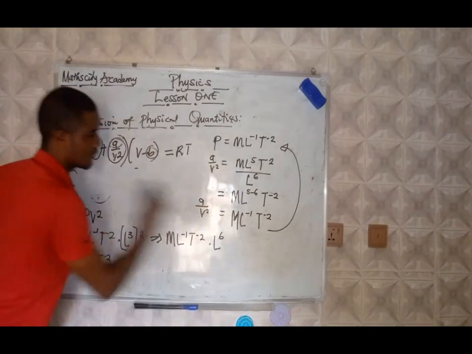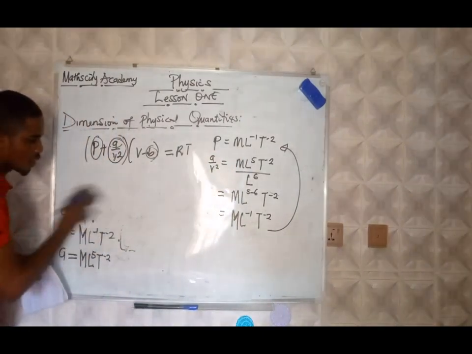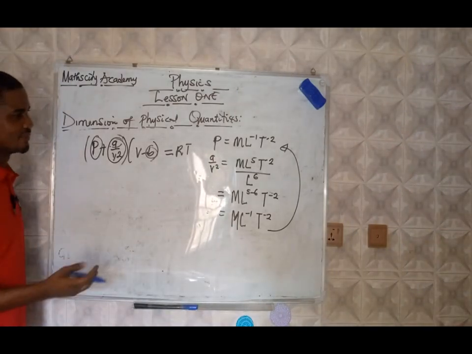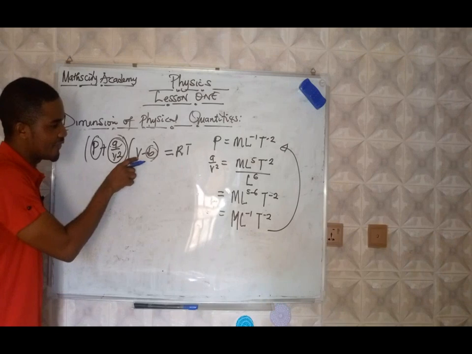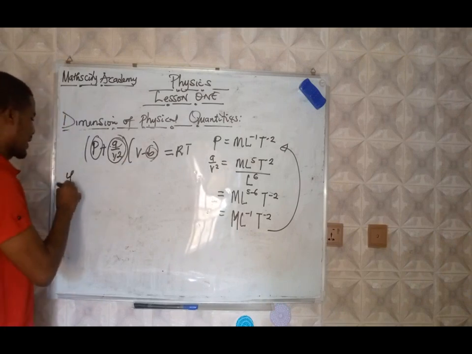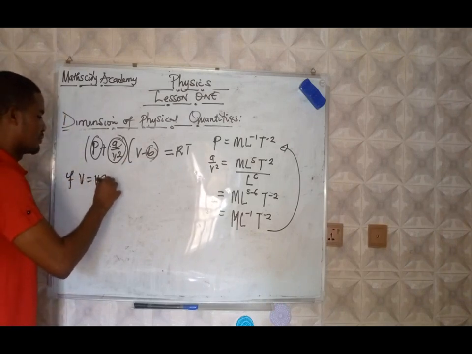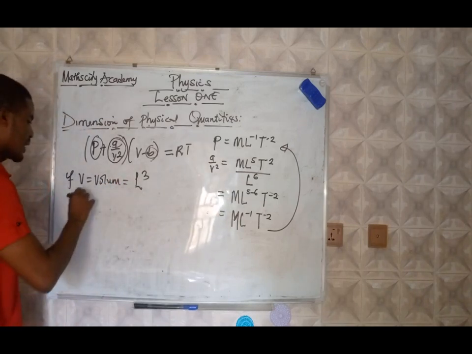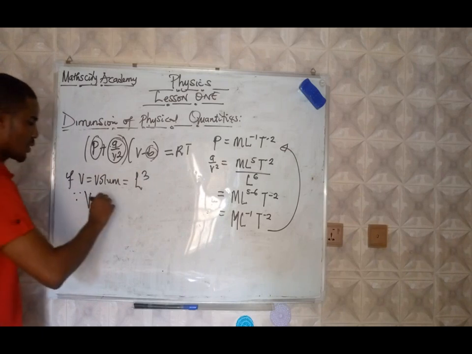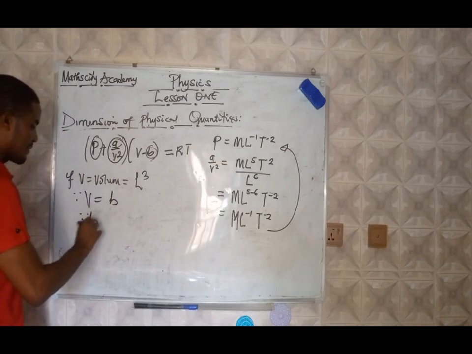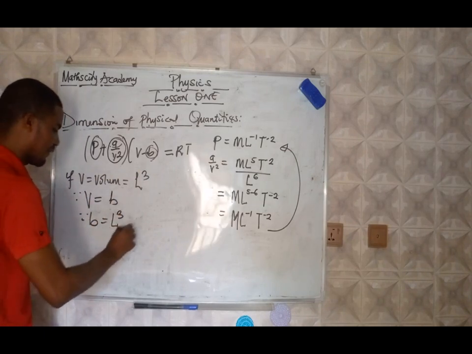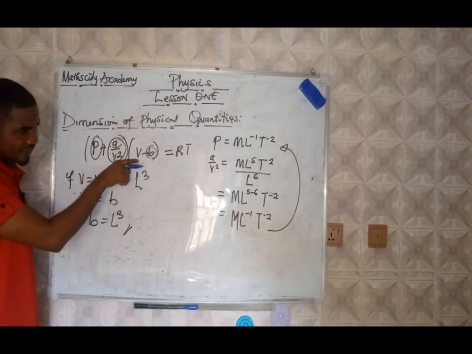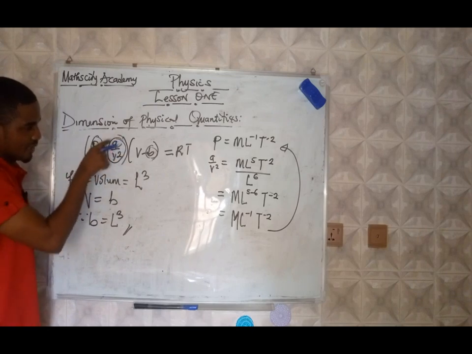Again, the second question says we should find the dimension of B. I believe at this point we already know what the dimension of B is going to be. B was subtracted from V, and they said V is volume. If V is volume, the dimension is going to be L cubed. Therefore, the dimension of B is equal to the dimension of V, so the dimension of B is also L cubed. Final answer: the dimension of B will be that of V, and the dimension of P will be that of A over V squared.